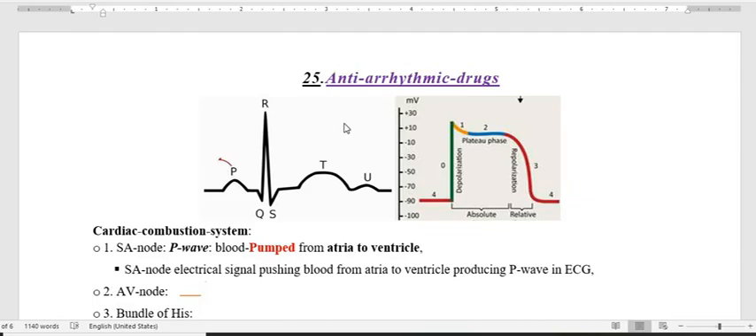So let us start another chapter under the cardiovascular system. The drug used for the treatment of arrhythmia is called an anti-arrhythmic drug. And this comes under the theory part of veterinary pharmacology. So let us start the anti-arrhythmic drug.